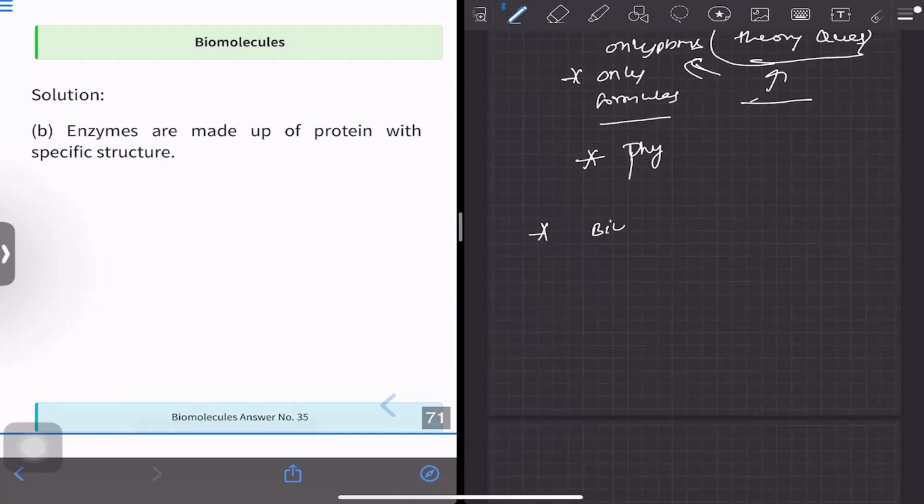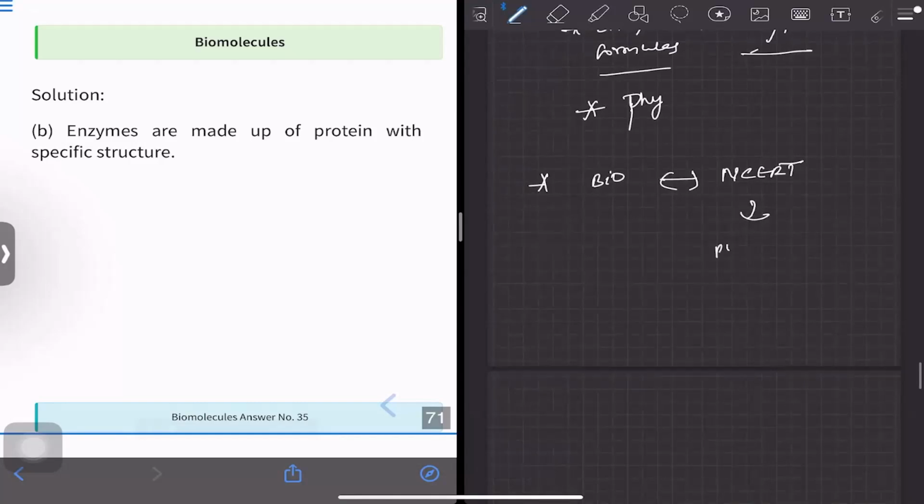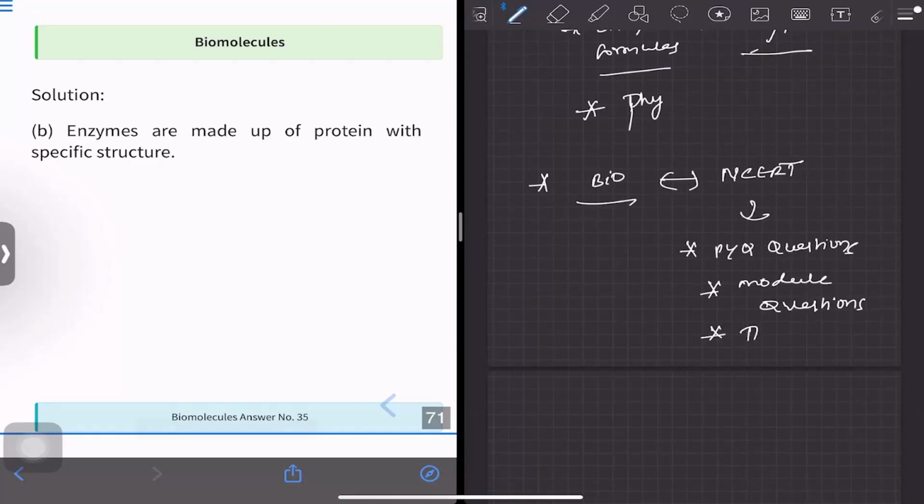Next, in case of bio we have to read every line of NCERT. Then we have some PYQ questions which you have to solve in bio, and then you have to solve some module questions. Then only you get perfect. Then only you will be perfect in the exam. Without this practice of solving, we cannot solve anything.